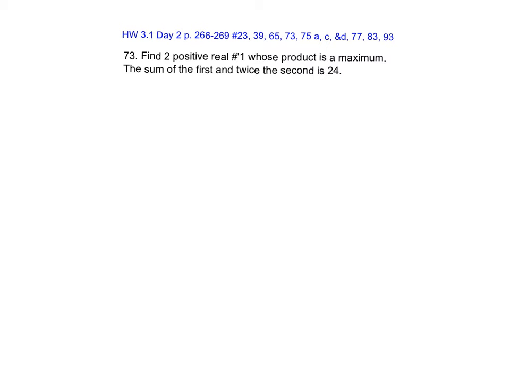This is a solution to problem 73 from section 3.1. We're asked to find two positive real numbers whose product is a maximum. The sum of the first and twice the second is 24. So first we're going to define our variables.